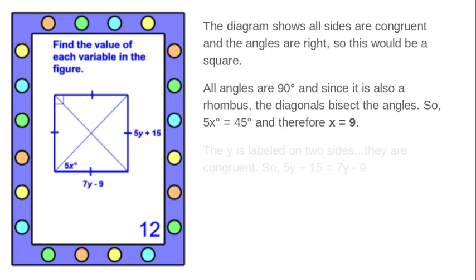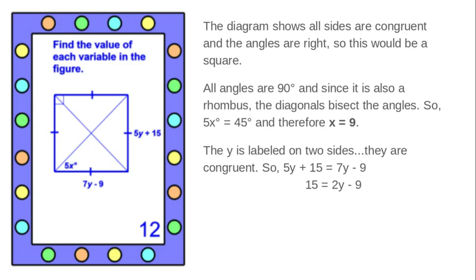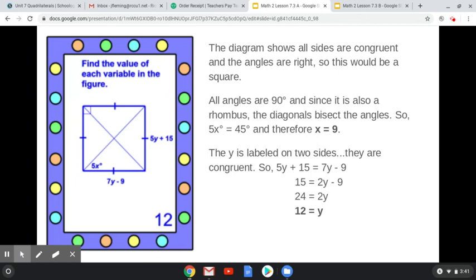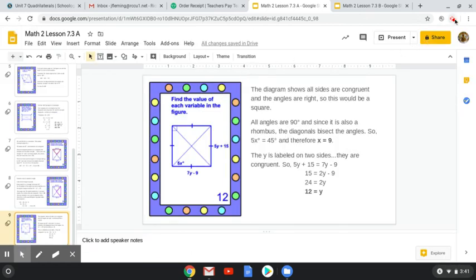Then the y happens to be on some sides that are the same because all the sides are the same. So 5x plus 15 and 7x minus y need to be equal to one another. We solve that by subtracting 5y, then adding our 9, dividing by our 2, and we get y to equal 12.